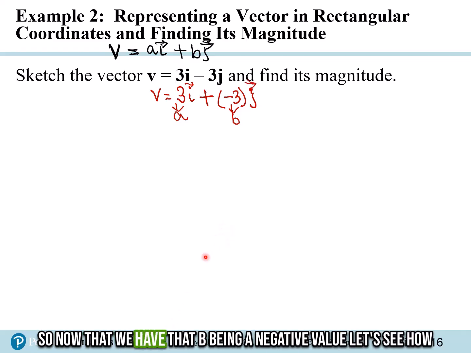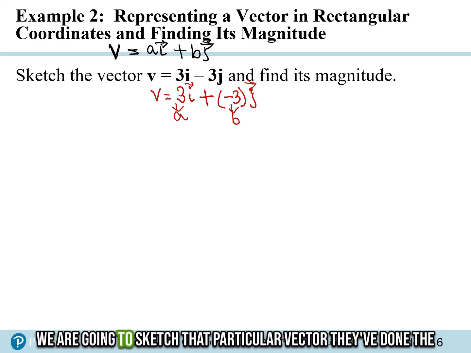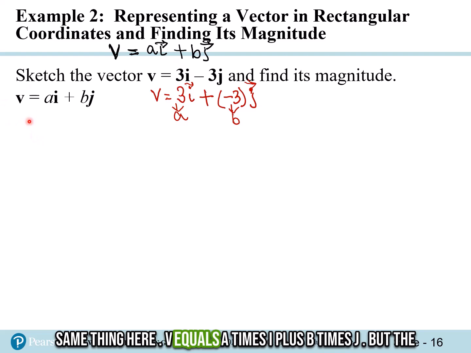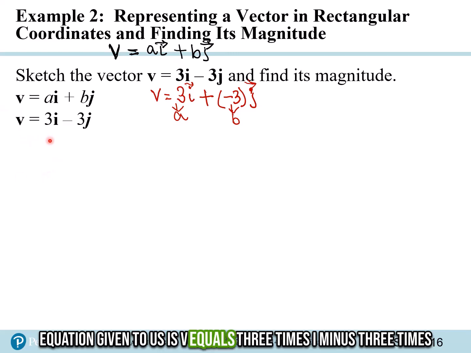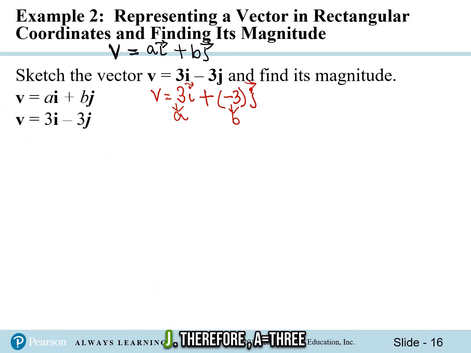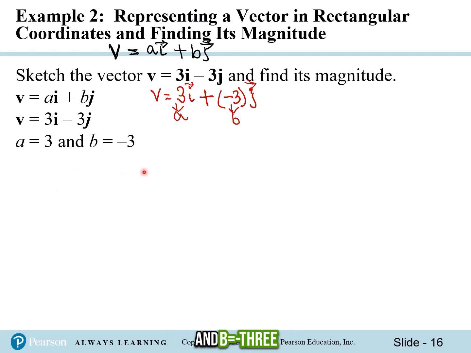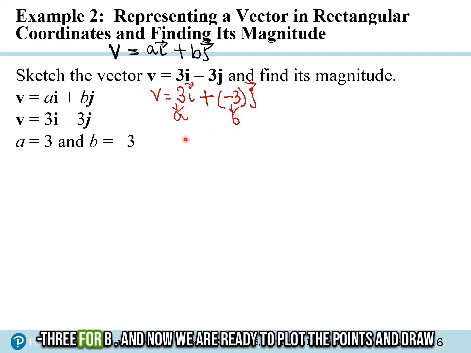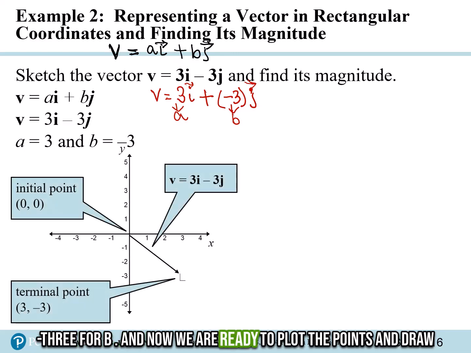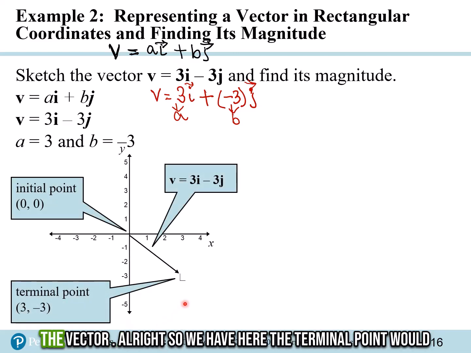So now that we have b being a negative value, let's see how we are going to sketch that particular vector. We have the same thing here, v equals a times i plus b times j, but the equation given to us is v equals 3 times i minus 3 times j. Therefore, a equals 3 and b equals negative 3. I showed you how we get negative 3 for b. And now we are ready to plot the points and draw the vector.